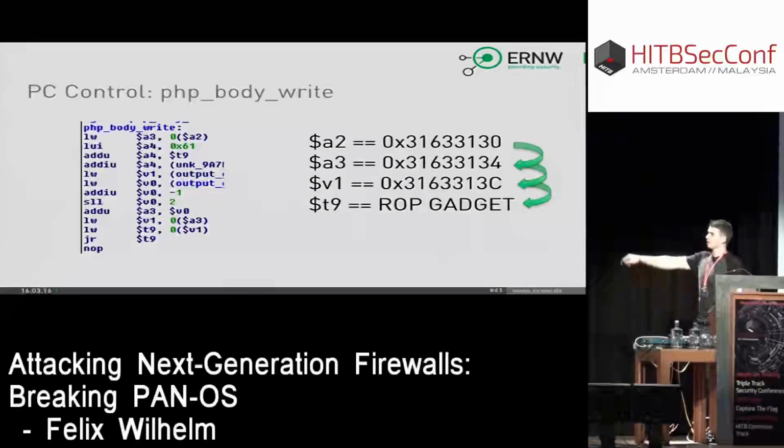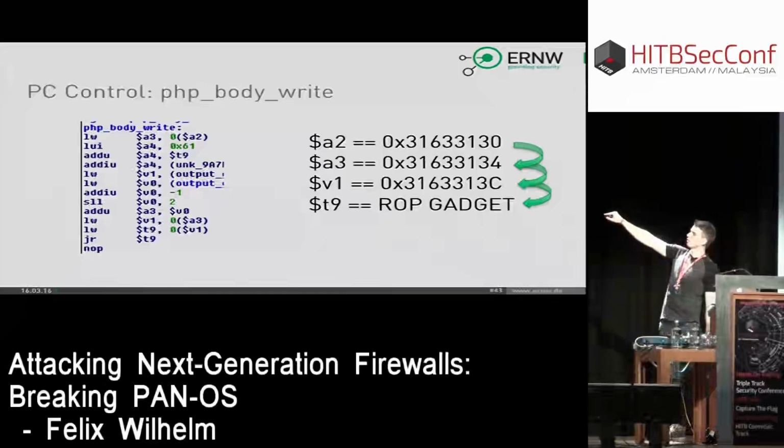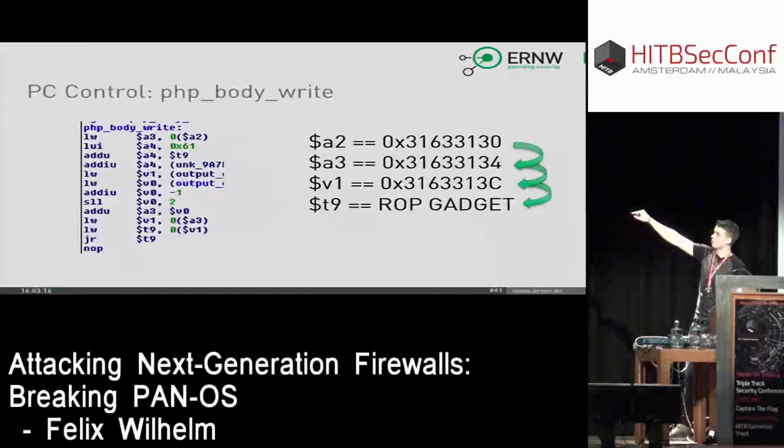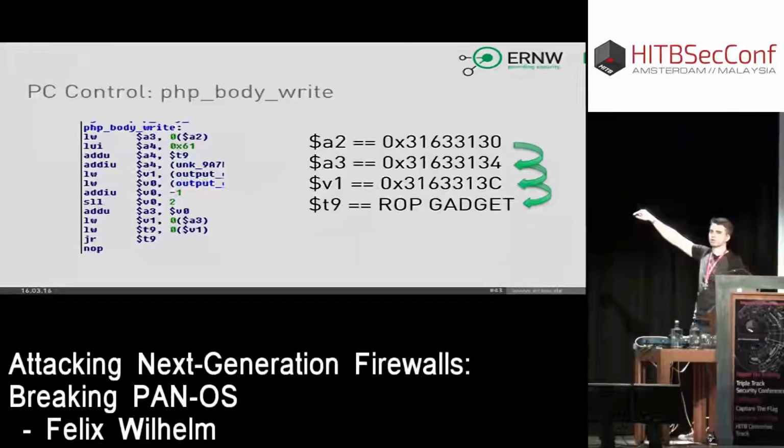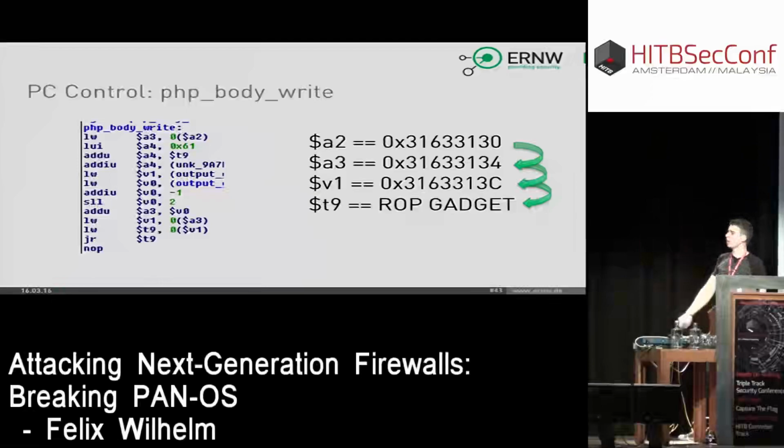On the left-hand side, this is the disassembly for the PHP body write function. Basically what happens is it loads a function pointer from the address that's stored in the A2 register. The A2 register contains the location of our heap spray. Then it loads a value from the A3 register. This just points to the next offset of our heap spray. Then we control the V1 register, which again points into the next location of our heap spray.